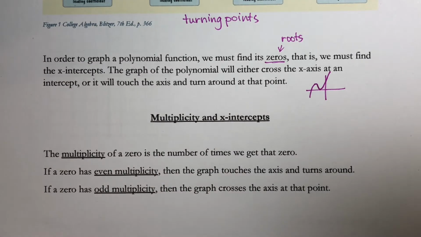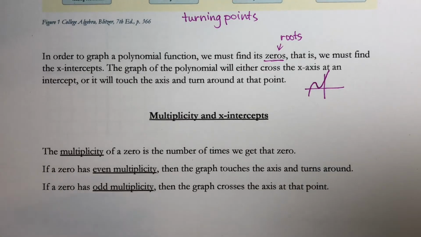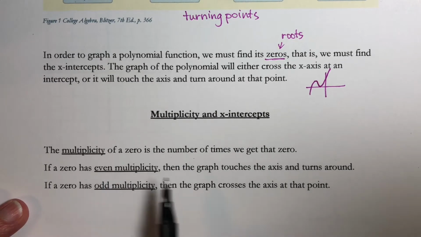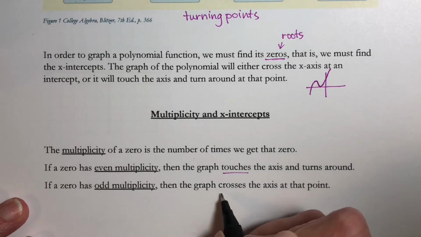We talked about, in the past, when we talked about solving quadratics, the possibility that you get the same answer twice. If you get the same answer twice, then we say that it had multiplicity 2. So multiplicity is the number of times you get that 0. If you get it twice, it's multiplicity 2. If you get it 4 times, it's multiplicity 4. If you just get it once, it's multiplicity 1. If you get the 0 an even number of times, then you're going to touch and then turn around. If you have a 0 that is an odd multiplicity, then you're going to cross at that point.